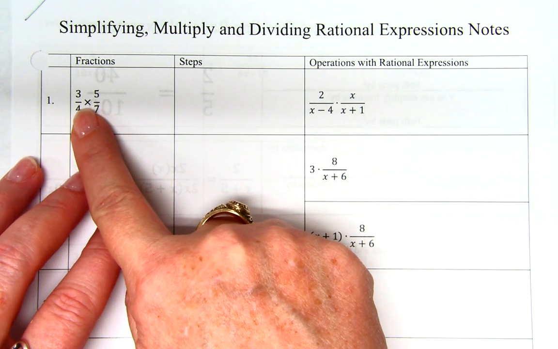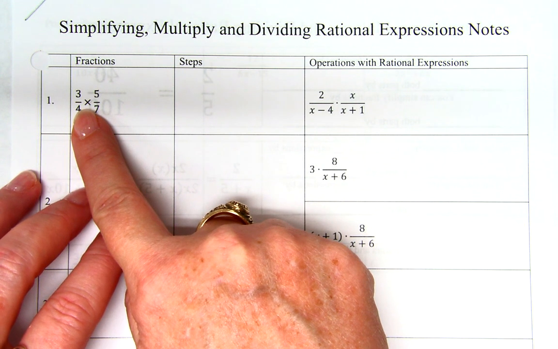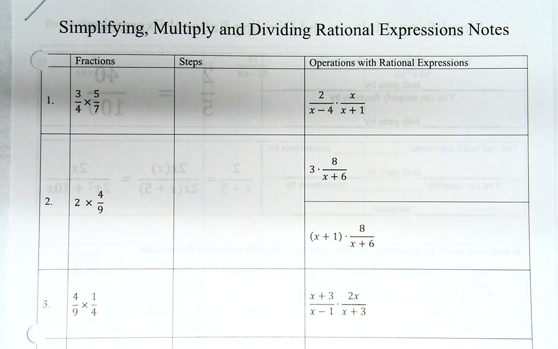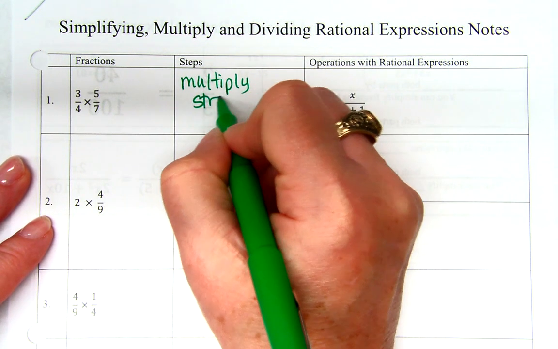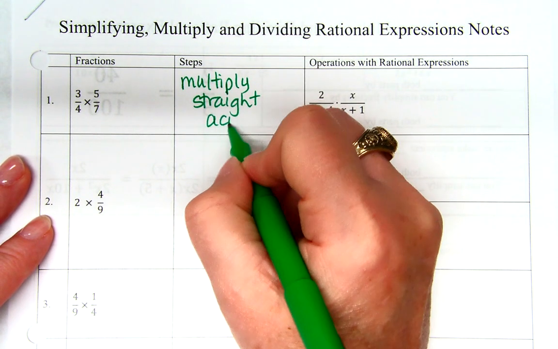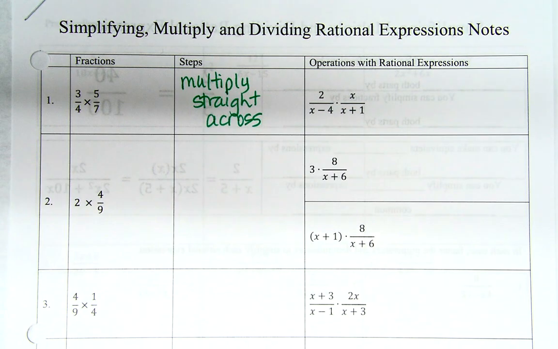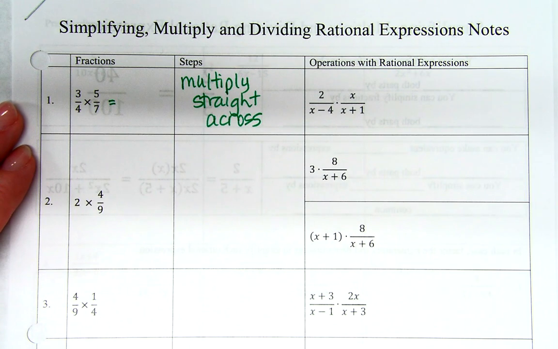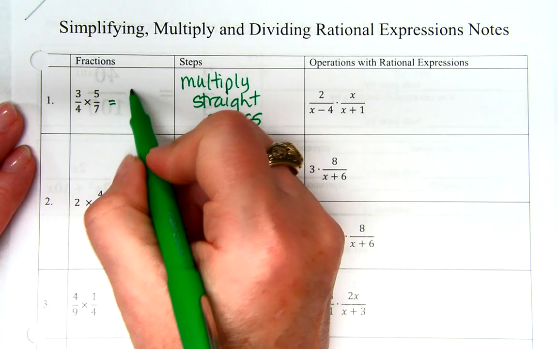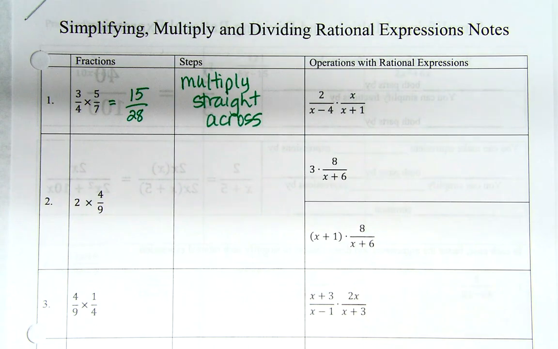What is it asking you to do? Multiply. How do you multiply fractions? So is this two fractions set equal to each other? It's just two fractions multiplying. So how do you multiply fractions? Multiply straight across. If I'm multiplying straight across, what do I do right here? What do I get? You get 15 over 28. 15 over 28. Done.